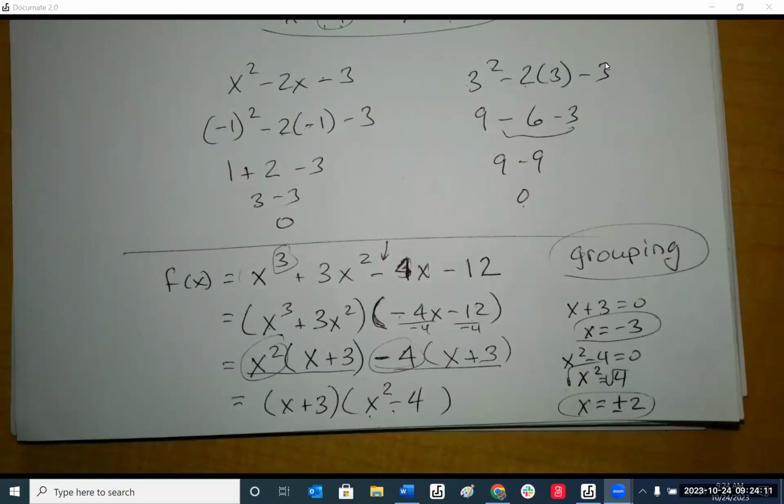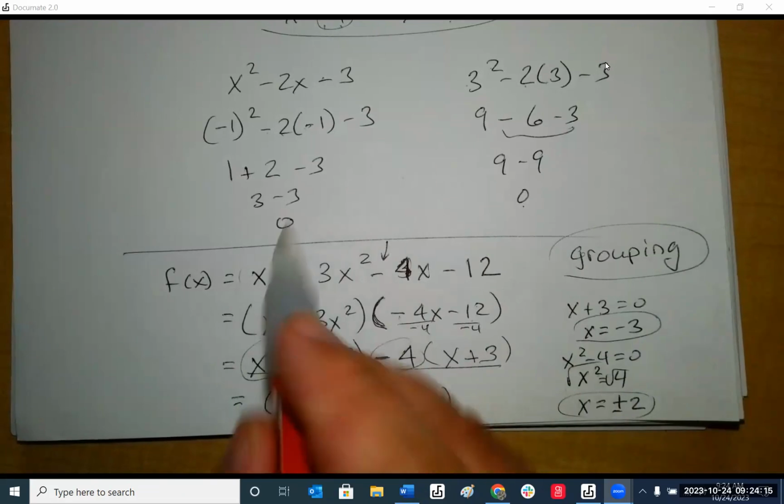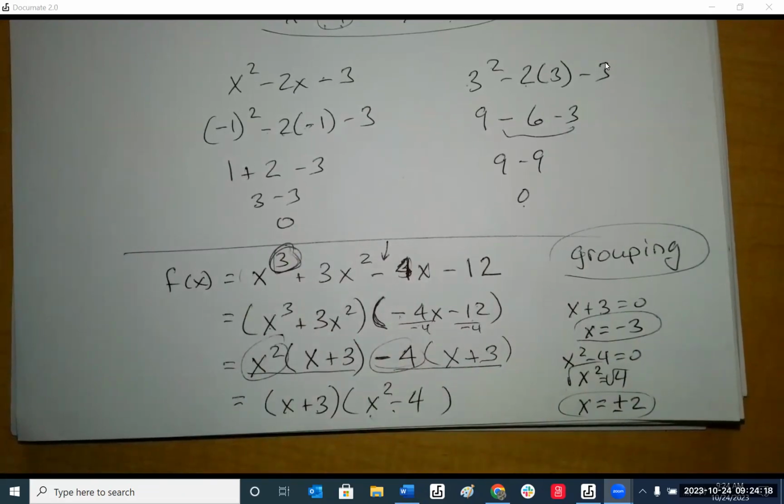How many solutions do we have? 1, 2, 3. Yeah, that's how many you're supposed to have. Okay, I'm sorry I kept you all a little late, but we'll pick up from here next time.